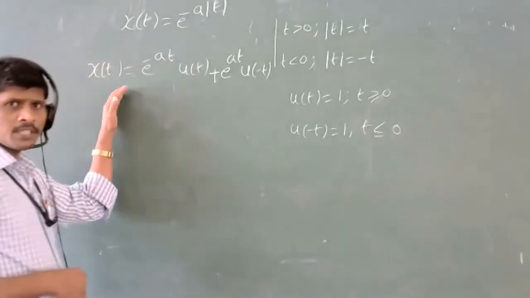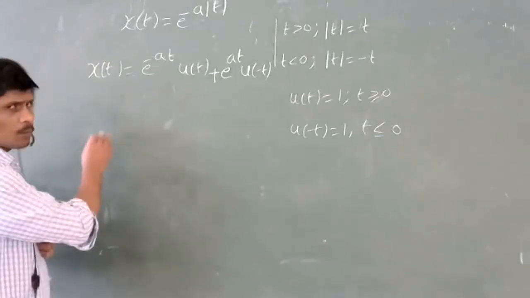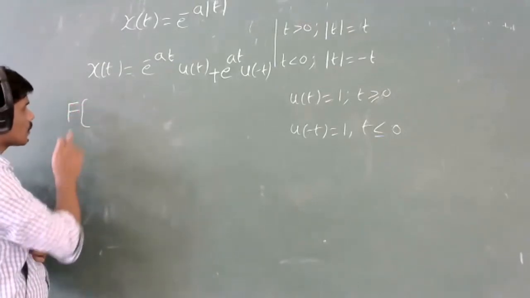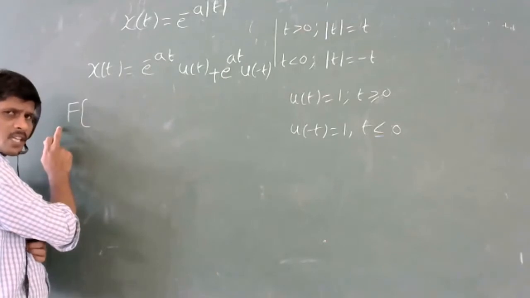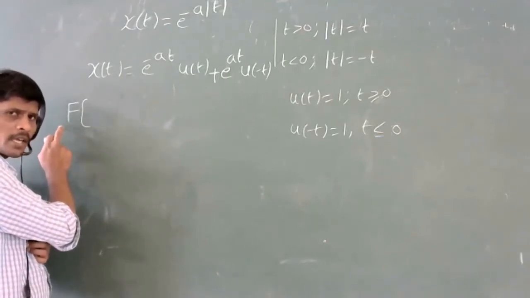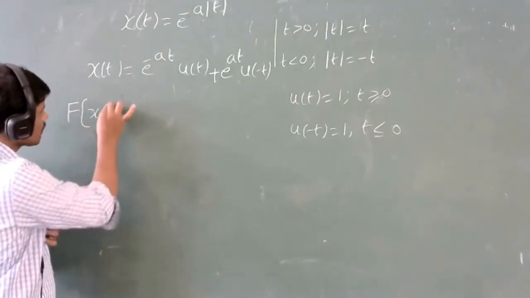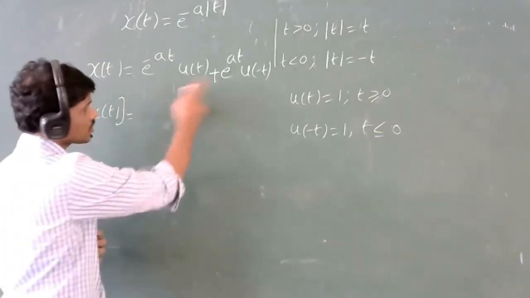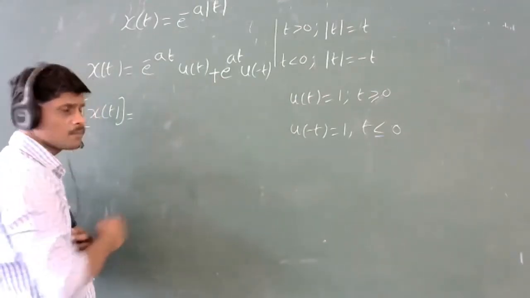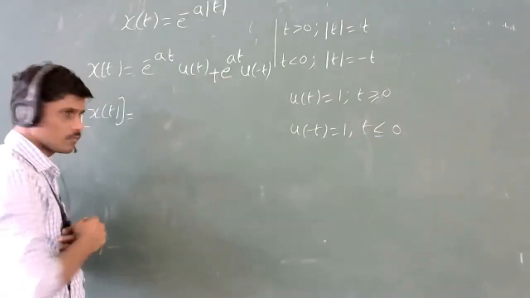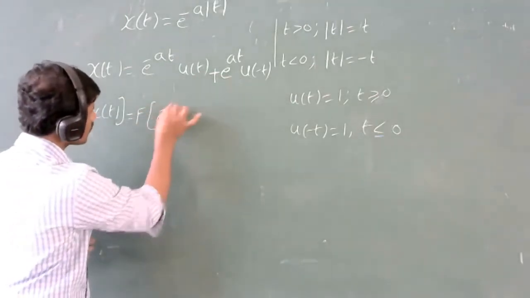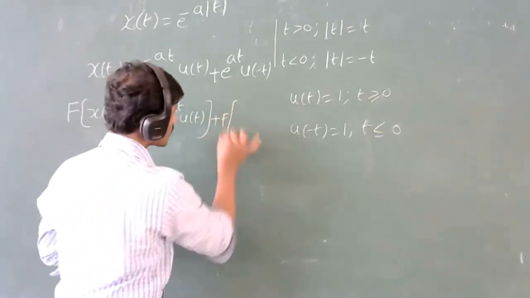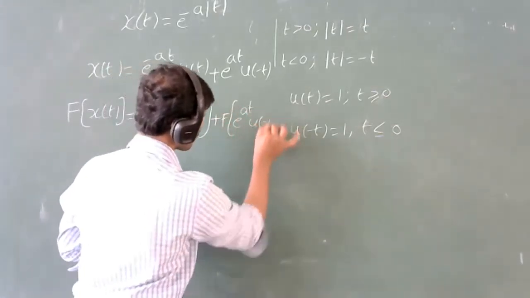So this is the signal x of t, and after that, applying Fourier transform on both sides. Capital F means Fourier transform. Fourier transform of the LHS term equals the Fourier transform of the RHS term. The RHS has two terms, so applying Fourier transform to each term. That is the Fourier transform of e power minus at u of t, the first term, plus the Fourier transform of e power at u of minus t.